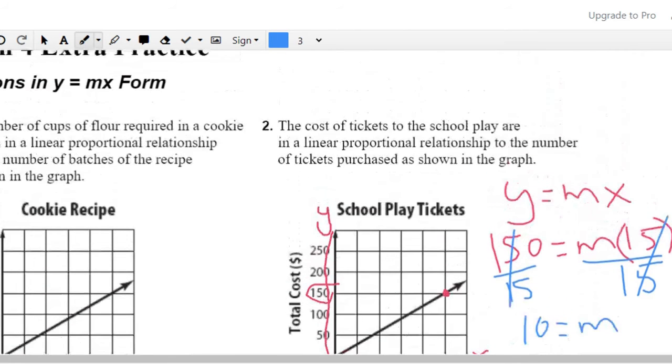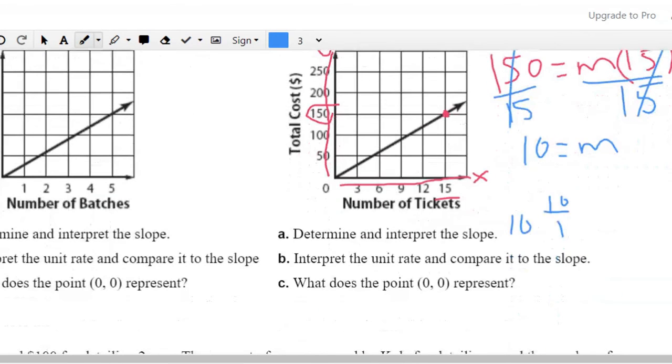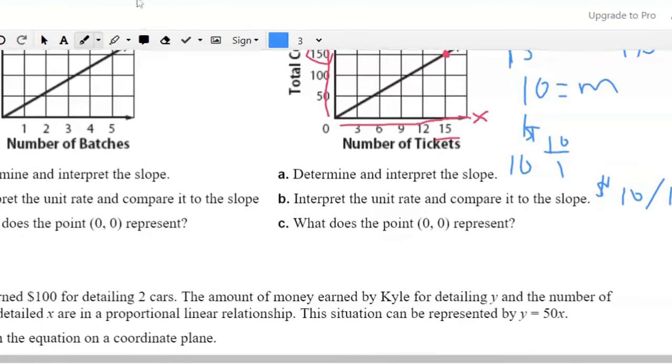Or, I'm sorry, it is tickets purchased. Okay. The cost of tickets to school play are linear proportional relationship to the number of tickets purchased. So top is cost, and then bottom is purchased. So it is $10 for one ticket. Okay, and I'm just going to put tickets. And (0, 0) represents the origin, or 0 tickets, $0. Okay, I'm going to stop it right there.